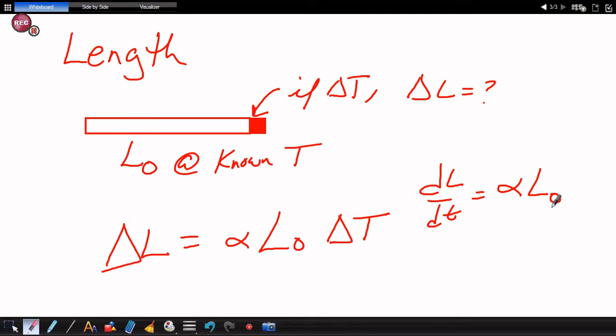It's a linear function. If you heat an object by 10 degrees and it grows by 1 centimeter, then when you heat it by 20 degrees, it grows by 2 centimeters. All right, it's a linear function.